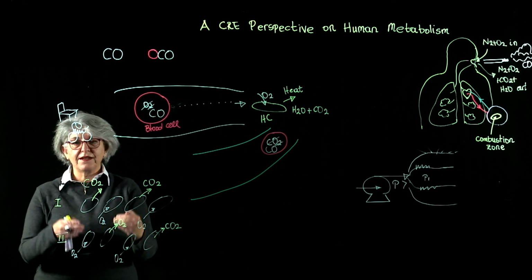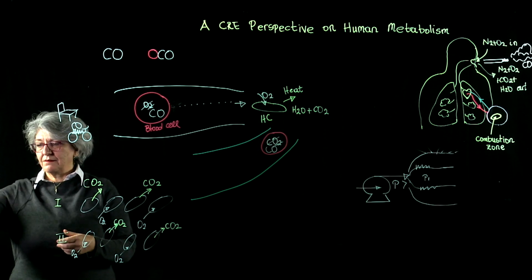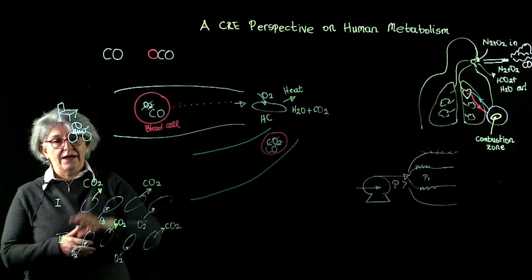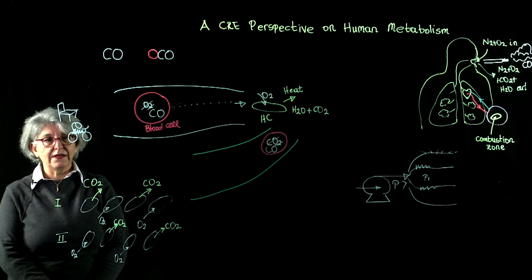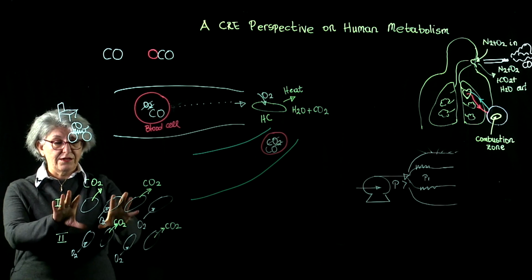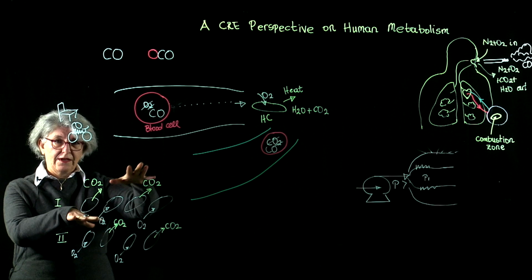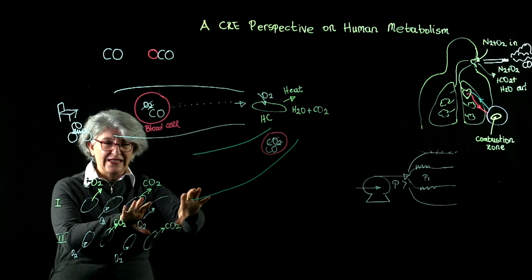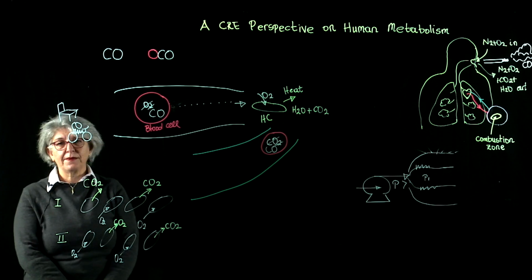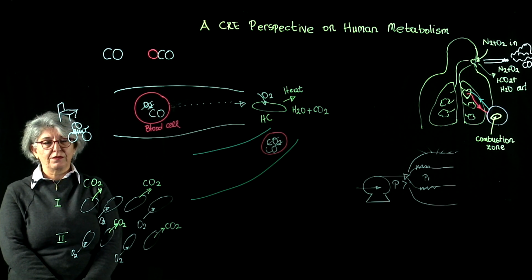If I interrupt it by some means, such as the absence of oxygen and the presence of carbon monoxide, of course, all of this steady process is disrupted. And how it's disrupted depends on the individual's metabolism.